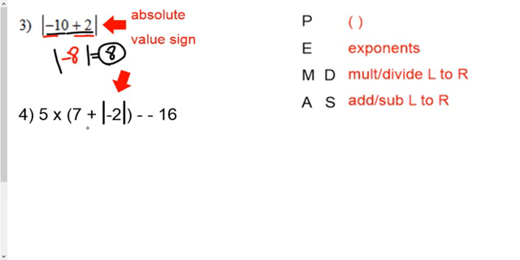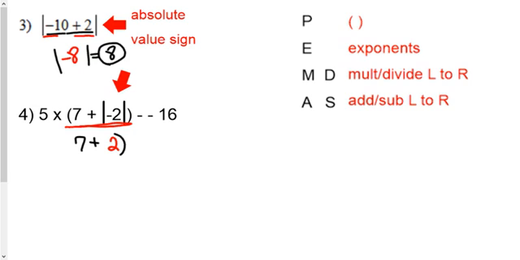Now here, we do have parentheses, right? But we actually have a number inside of the absolute value. And so if we just go ahead and say, well, that's the same as positive 2, then that lets us be able to rewrite what's inside the parentheses like this. We've gotten rid of the absolute value signs.